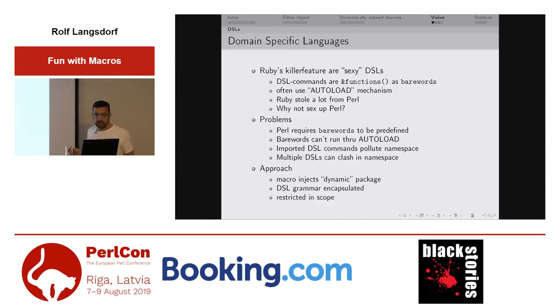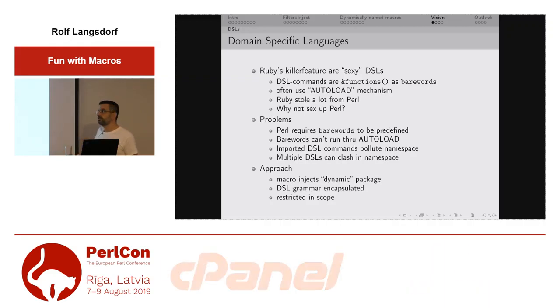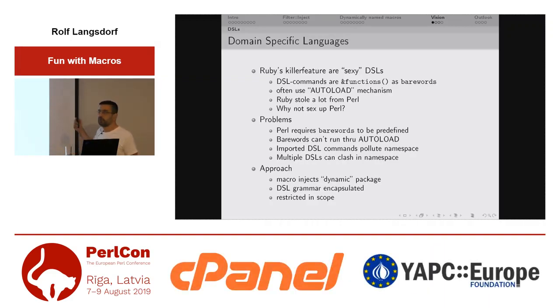And Ruby does it with functions which are disguised as bare words. So they look sexy because they have no parentheses around them. And they often use an autoload mechanism. In Ruby, it's called method missing or something like this. In Perl, it's autoload. So if the function isn't predefined, then it will look into autoload, what can I do with this name? You might know CGI had an implementation of a domain-specific language to create HTML, which was outsourced now by Lee, and it was an autoload mechanism. It saw a tag called href or a or whatever, and it looked into autoload and expanded it automatically. So Ruby actually stole a lot from Perl.